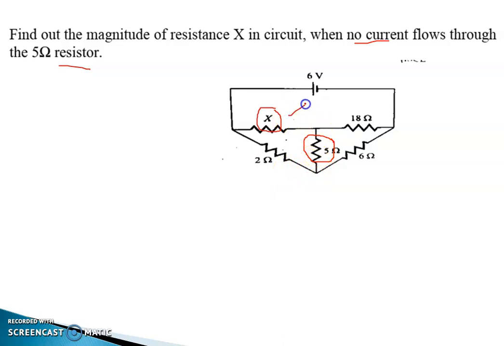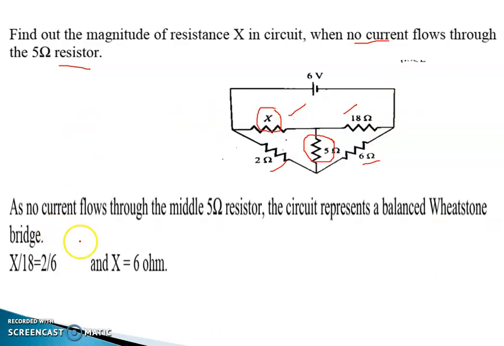So resistance X divided by resistance 18 is equal to 2 by 6. So we will get the value of X. After cross multiplication, we will get X equal to 6. So this is a very easy question.